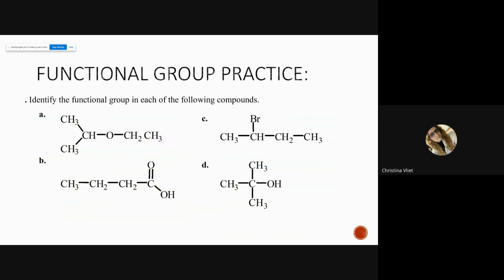We'll talk about it shortly, but first, let's see if you can identify functional groups from these structures. You can tell from the font, this is not a Cambridge question. This is from a high school level text. So, identify the functional group. A, what do we got? Ether. Because of this.